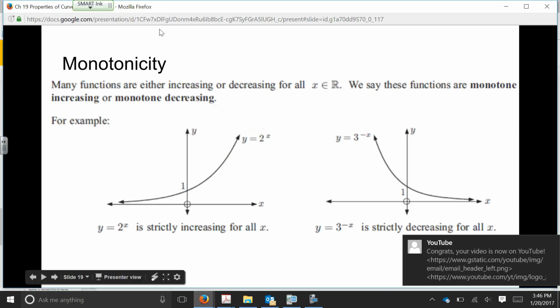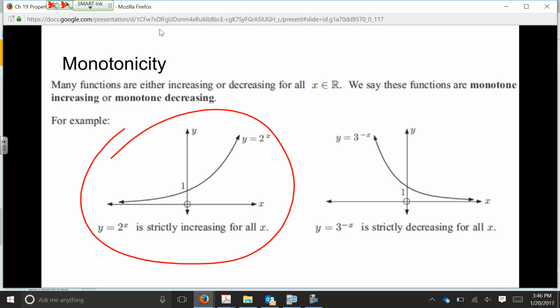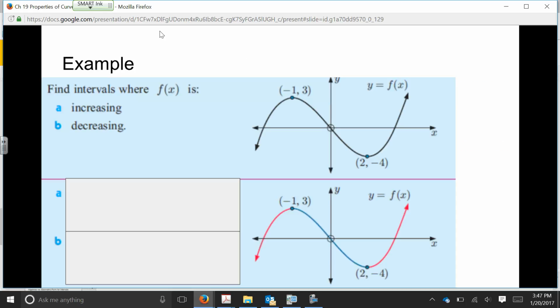All right. Now, monotonicity. Monotonicity is the idea that you're always increasing or always decreasing. So this function on the left here, y equals 2 to the x, that's always increasing. It's just going up and up and up, never going down. The one on the right, 3 to the negative x, is monotone decreasing, because it's always going down. So it's different than the idea of strictly increasing or strictly decreasing. It just means that mono, meaning one, it's always doing the same thing. It's either always increasing or always decreasing. We talked about strictly already, so we're good there.